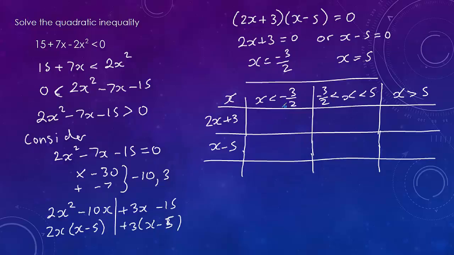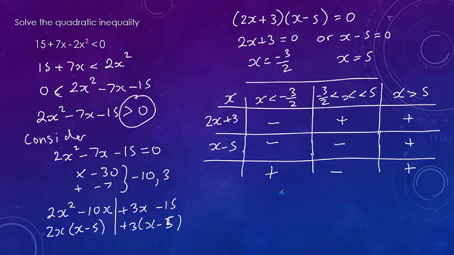So, if we go to the left, say go to negative 2, this would be negative, this would be negative. They're both negative. Multiply them and we get positive. In between here, say 0, this one's positive, this one's negative. So overall we get negative. And greater than 5, say 6, they're both positive. So we end up with a positive. And in this case, we're after where it's positive.